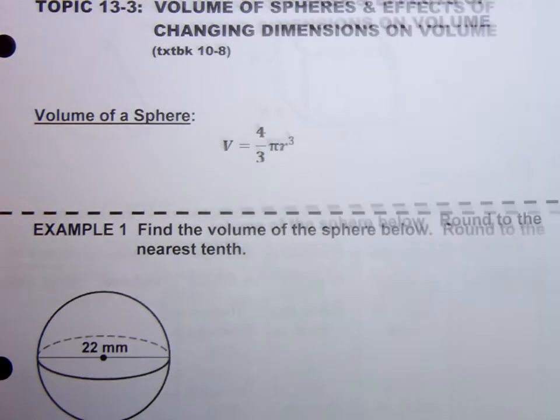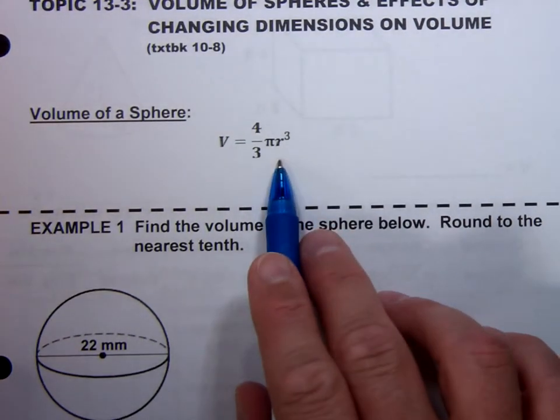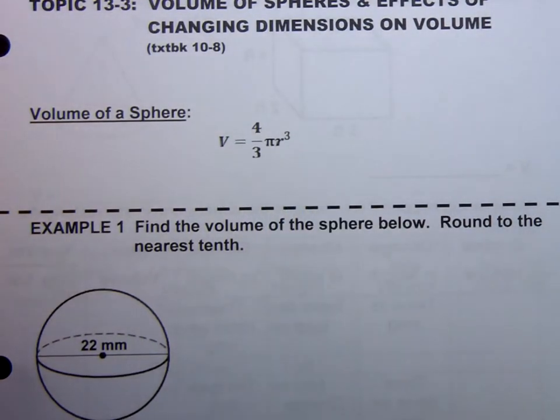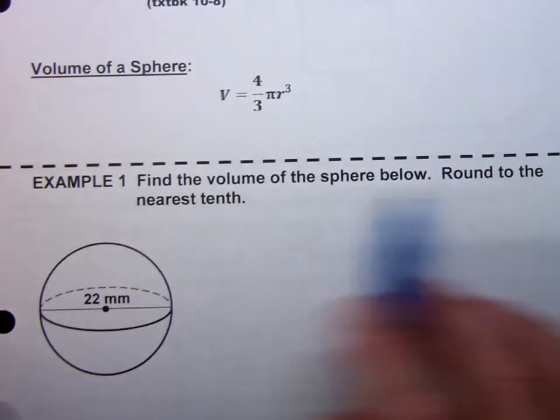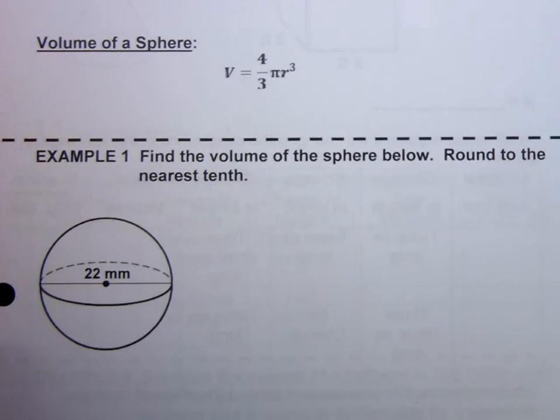So make sure we're using cubed. One of the most common mistakes I see on these are people squaring instead of cubing. That radius is to the third power. Alright, so find the volume of the sphere below, round to the nearest tenth.